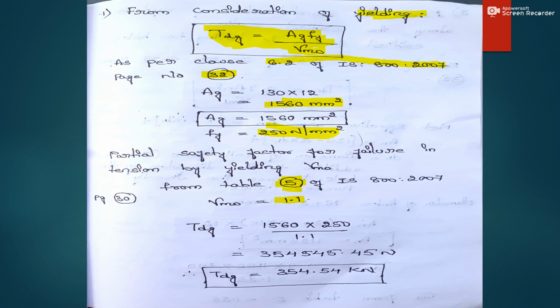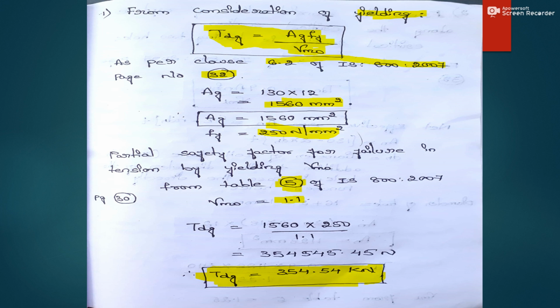So now we know all the values, so simply substitute all the values there. So Tdg is equals to Ag how much, 1560 into fy 250, and gamma m0 is equals to 1.1. So calculate that. So you will be getting 354545.45 newtons. So if you want in kilonewtons, 354.54 kilonewtons. So therefore Tdg is equals to 354.54 kilonewtons for yielding. So now we have got first calculation.